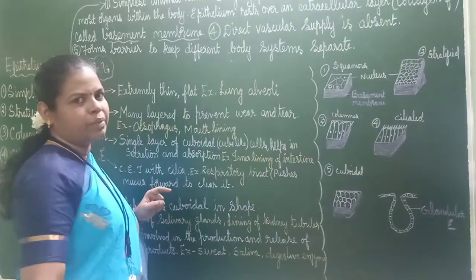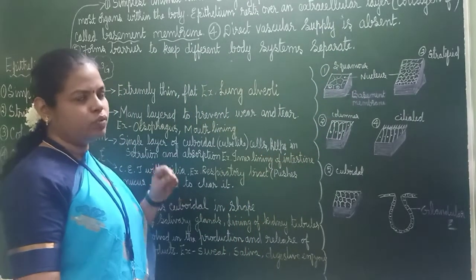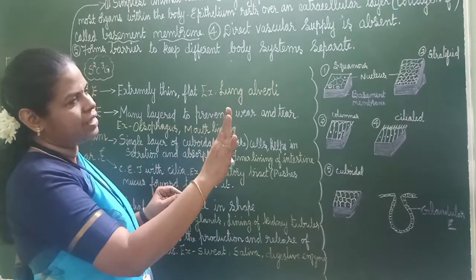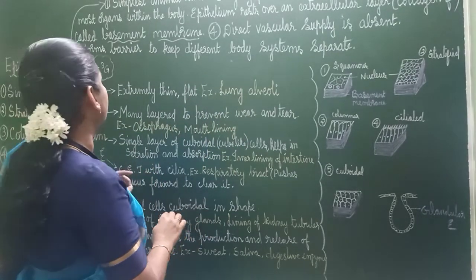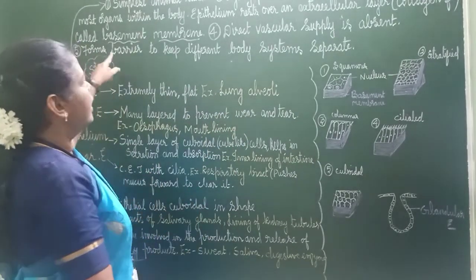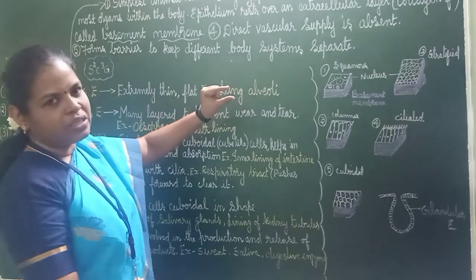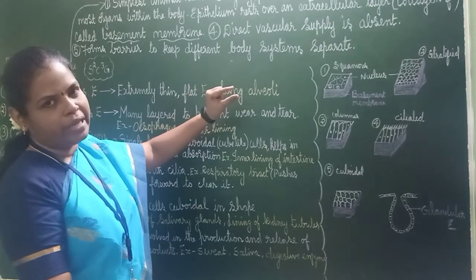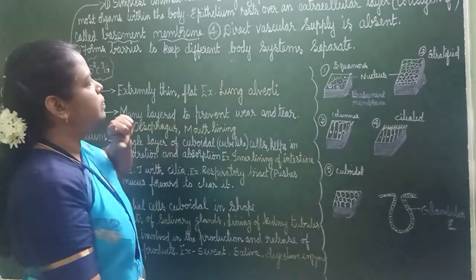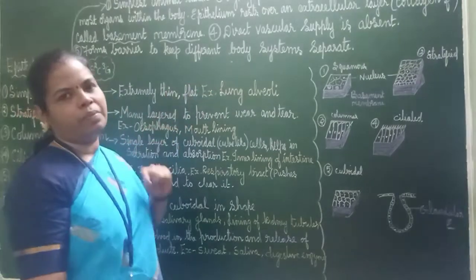This layer is made up of collagen fiber, that you will study later. That is not necessary, but I have just given it for your understanding. The layer which is seen below is called the basement membrane. What membrane? Basement membrane. Direct vascular supply is absent.